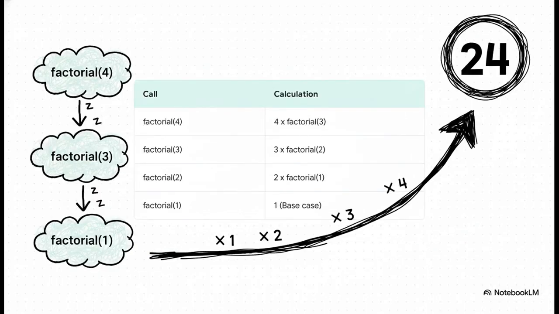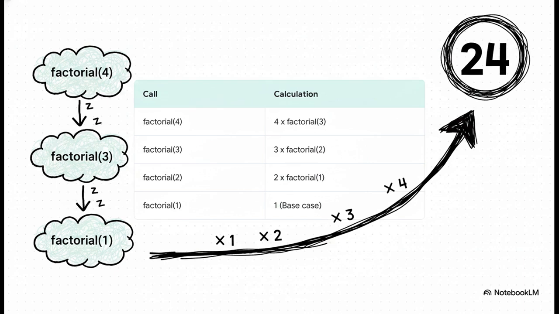Let's visualize this with a factorial calculation. Say we want the factorial of 4. The function doesn't just instantly know the answer. All it knows is that the answer is 4 multiplied by the factorial of 3. So the first call just goes to sleep and waits. Then the factorial of 3 does the exact same thing, waiting on 2. This bubbles all the way down until it hits the base case of 1, which simply returns 1. And then a massive chain reaction fires backward.